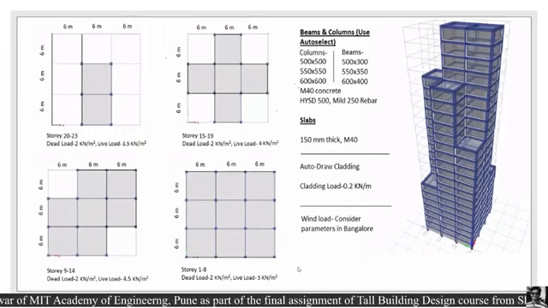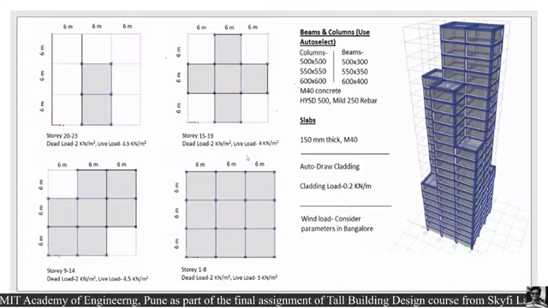Here we have been given the floor details for the different sets of stories. As we can see, the dead load of 2 kN per meter square is common for all the stories, and the live load varies for the different sets of stories. For story 1 to 8, the live load is 5 kN per meter square. For story 9 to 14, the live load is 4.5 kN per meter square. For story 15 to 19, it is 4 kN per meter square. For story 20 to 23, it is 3.5 kN per meter square.